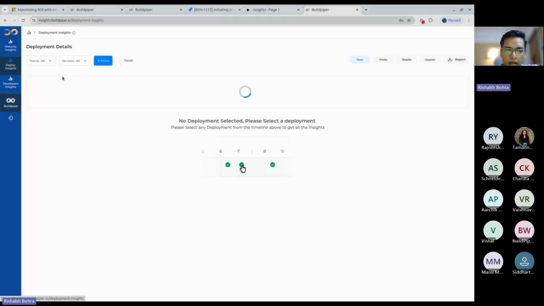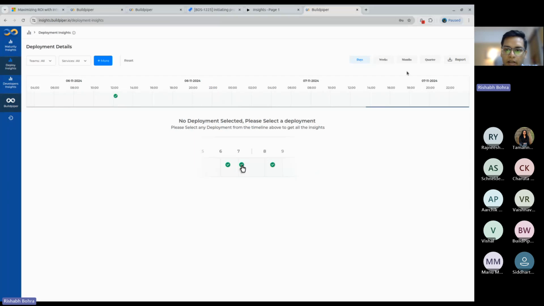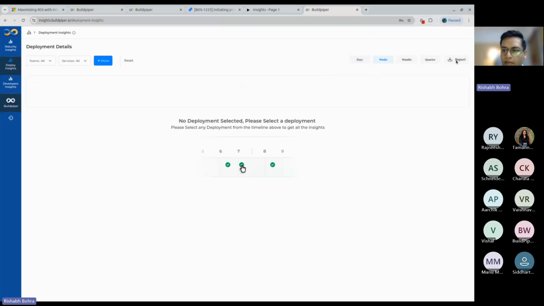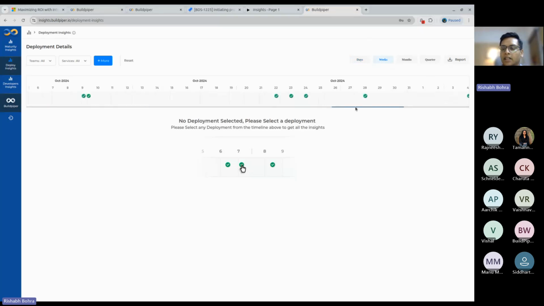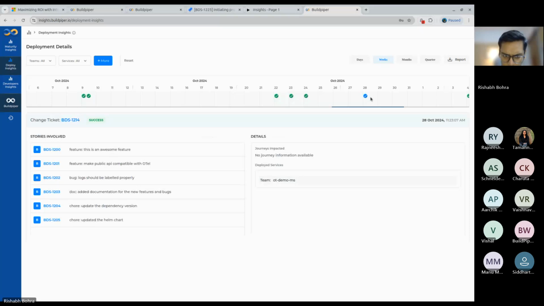And next, we are going to be moving to deployment insights, where you are able to see all the deployments across the timeline, whether it is days, weeks, months, etc. And for the respective deployment, we are also able to see the details around that deployment. For example, in this particular deployment that happened on 28th of August, all these tickets were released as part of the deployment, and this OT demo MS team was the one who carried out the deployment as well.